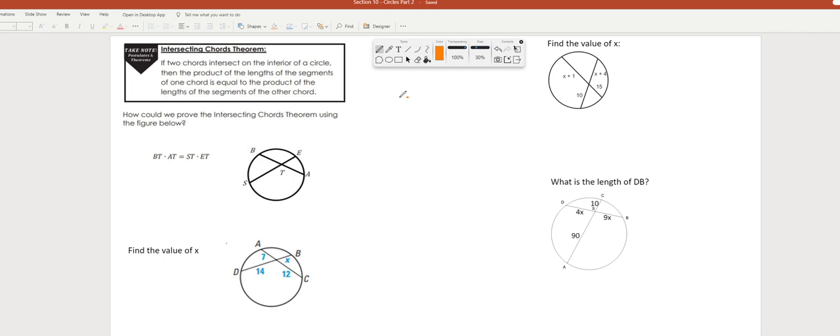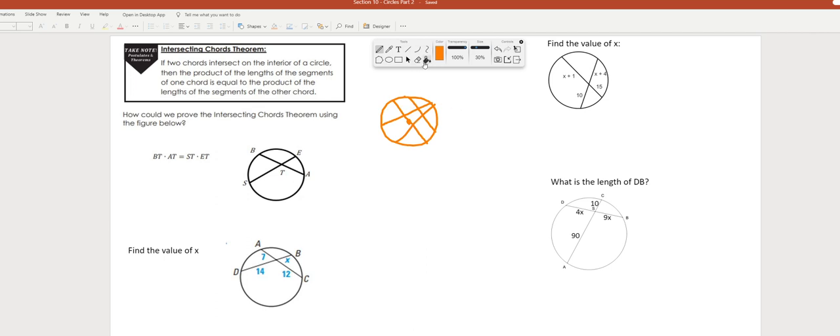Remember that a chord is any line that passes from one end of the inside of a circle to another end inside of the circle. If this is the center of the circle, the chord does not pass through the center. So any line that is going across, as long as it's not going through the center. Actually, it can go through the center. If it goes through the center, then it's called a diameter, but it's also a chord, so it goes from one side to another, okay?